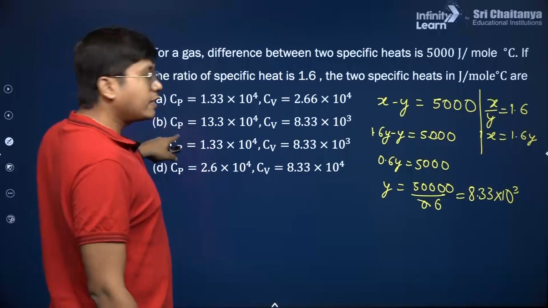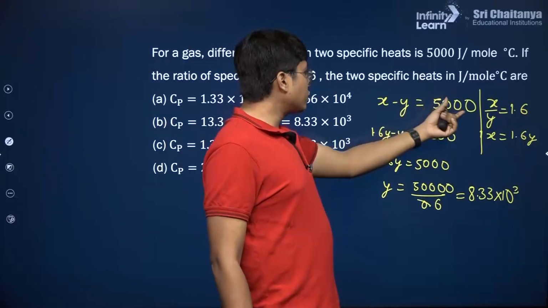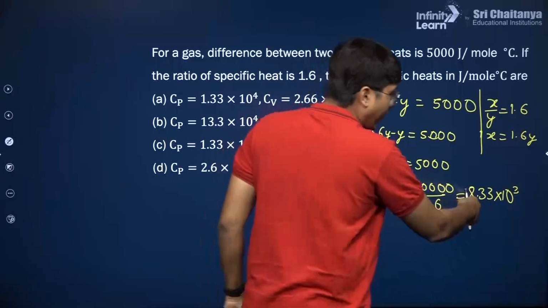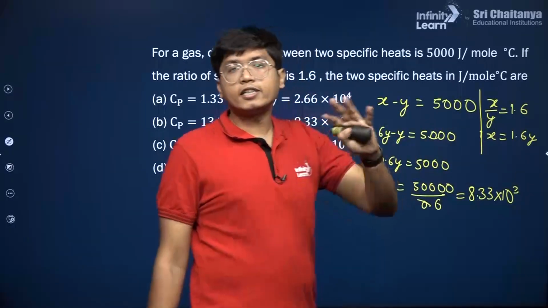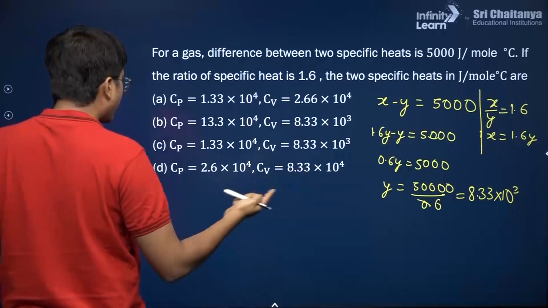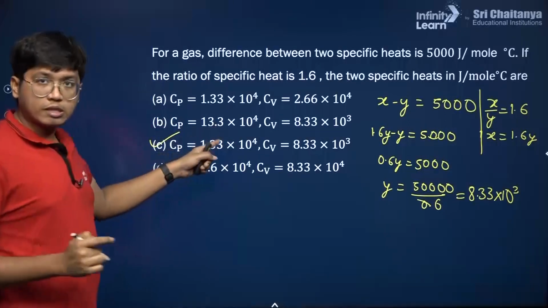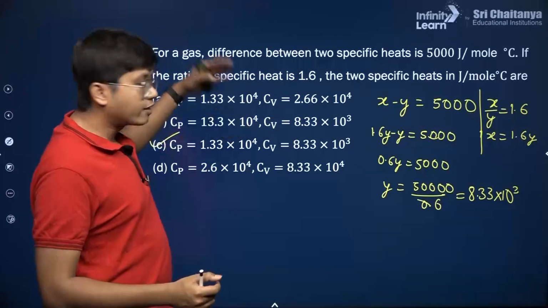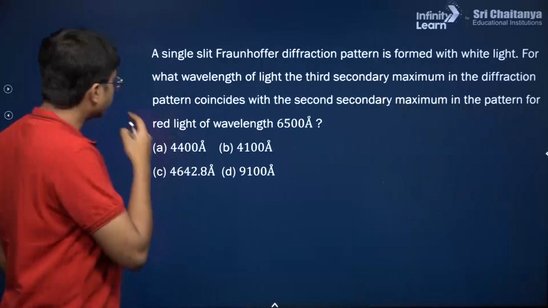We need to also find CP. Now CP is this X, and the CP is just this plus 5000. So this is actually 8333 plus 5000, which means 13333. So 13333 would be 1.33 into 10 to the power 4. This other option is similar, but it is 13.3 into 10 to the power 4, one factor of 10 more. Okay, so this is our correct answer.